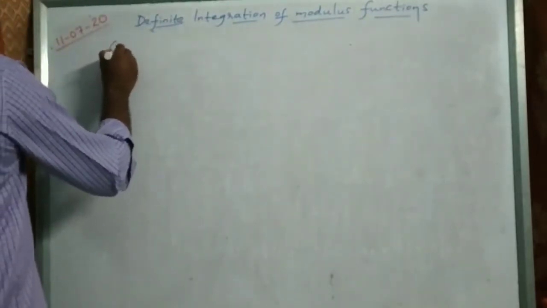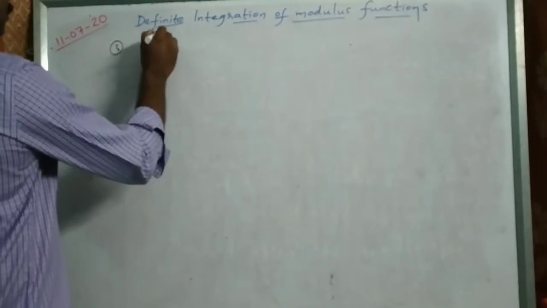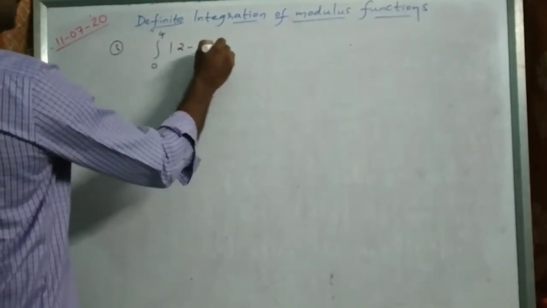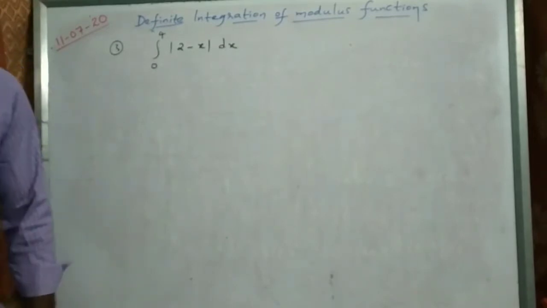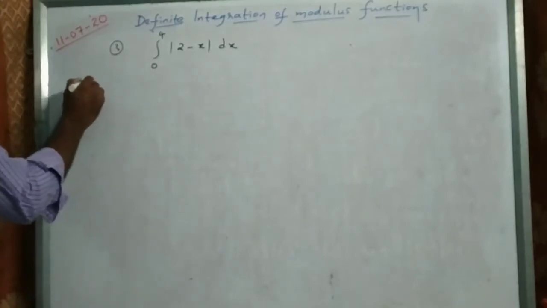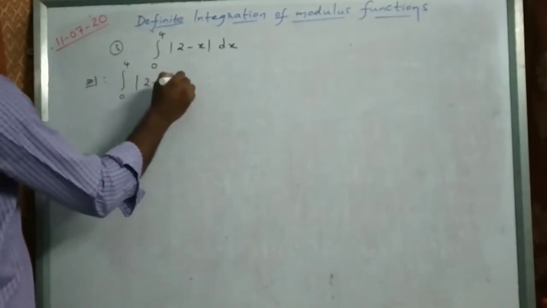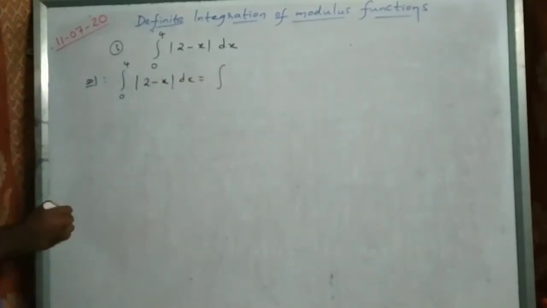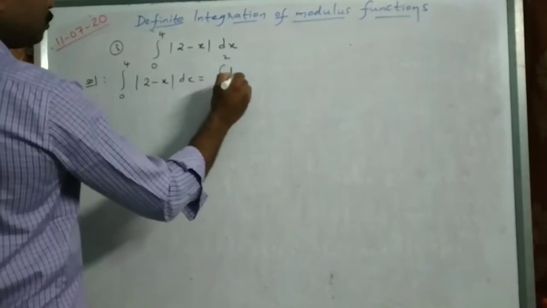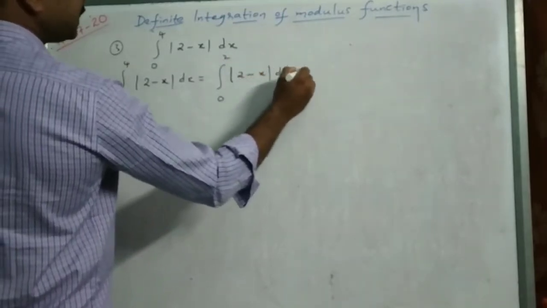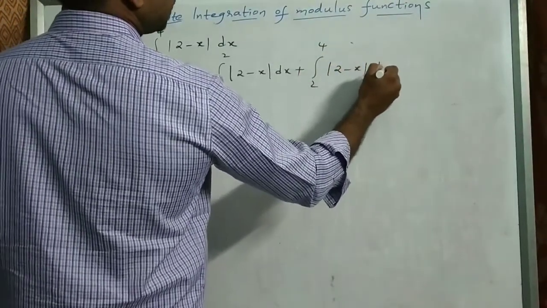Third one, integral 0 to 4 modulus 2 minus x dx. Okay? How can we split this? Integral 0 to 4 modulus 2 minus x dx equal to, what is the stationary point here? 2. So between 0 and 4 we have 2. 0 to 2 modulus 2 minus x dx plus 2 to 4 modulus 2 minus x dx.